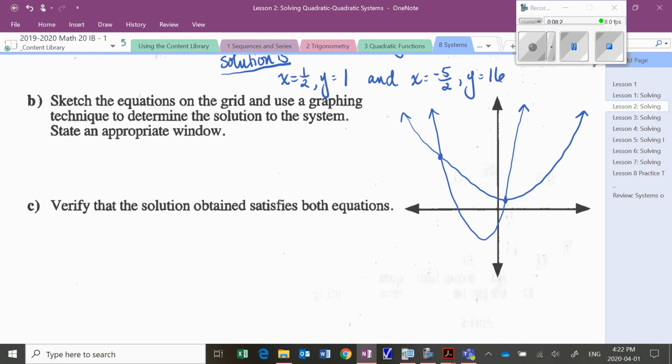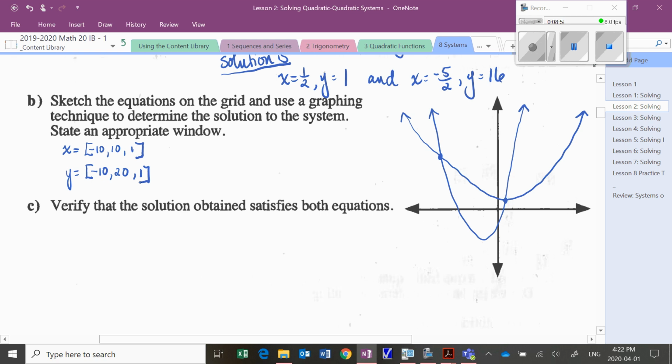So for my appropriate window, I kept my x the same, so my x min was -10, x max was 10, and it counted up by ones. For my y values, my y min was -10, I increased my y max to 20, and I kept the scale at 1, meaning we're counting up by ones in this particular case.